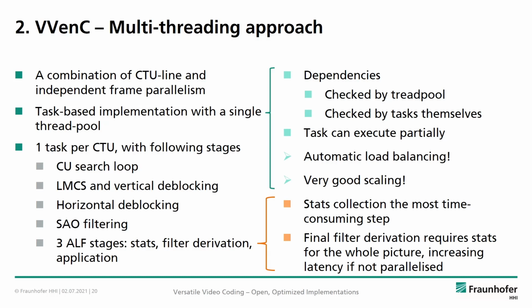So basically, we have one task per CTU, and each task has to go through multiple stages. That's the CU search loop, and then the in-loop filters. That's LMCS, vertical and horizontal deblocking, SAO, and the ALF in 3 stages. And basically, the tasks synchronize themselves by checking their dependencies themselves. And also some of the dependencies can be checked by the thread pool, which provides a little bit of a speed up. All right, let's see the results.